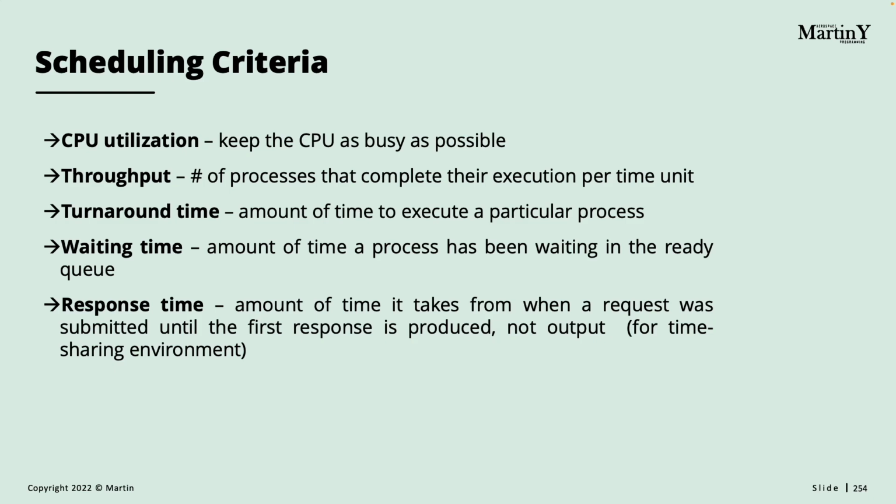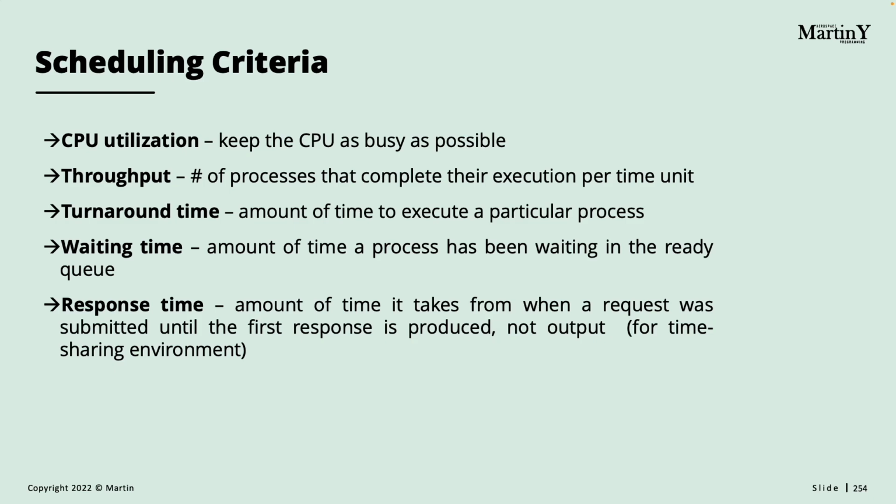Then we have the throughput. This is the number of processes that complete their execution in a certain amount of time. If we measure how many processes started and after 10 minutes how many processes completed, this will be the process throughput for the time frame of 10 minutes. So this is another criterion the scheduler can have. The scheduler can have the goal to complete, let's say, 100 processes per second or per 100 milliseconds.